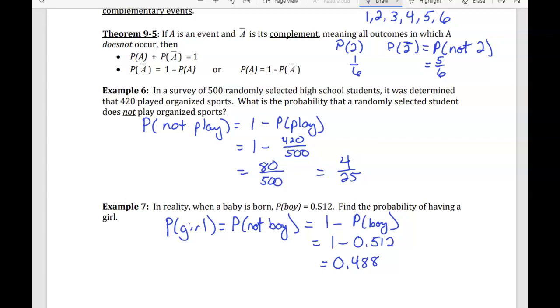And so these items that we're looking at right here are mutually exclusive events and looking at their complements.